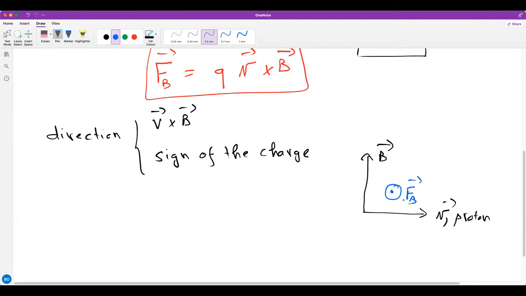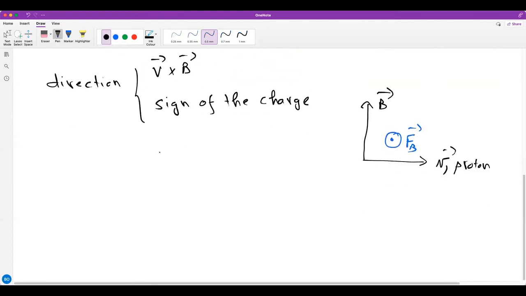Now let's assume that, for the same magnetic field, I have an electron. This electron is entering the same region of magnetic field. But now, because of the charge, V cross B will give me a vector that is out of the page, but because of the negative charge of the electron, it will give me a force that is into the page.